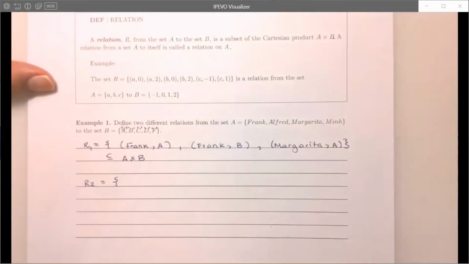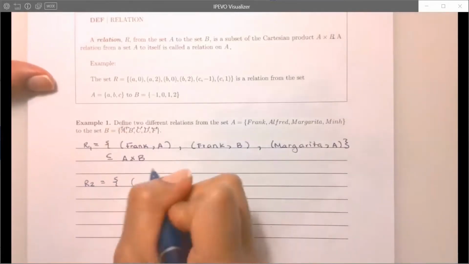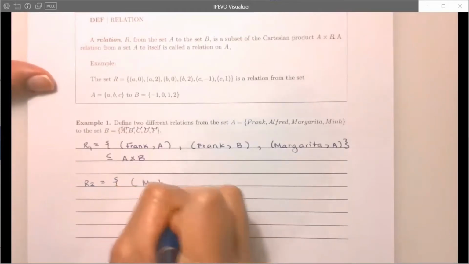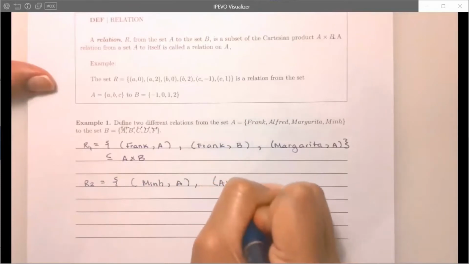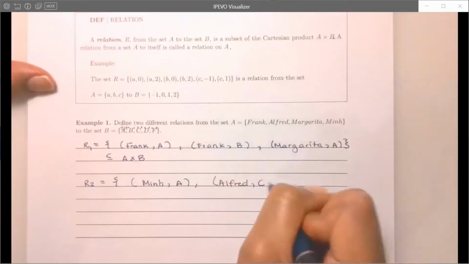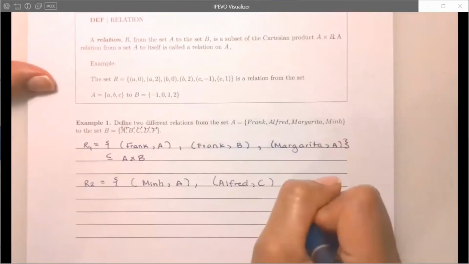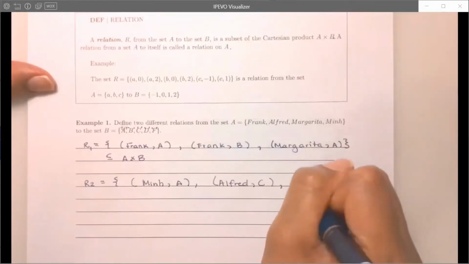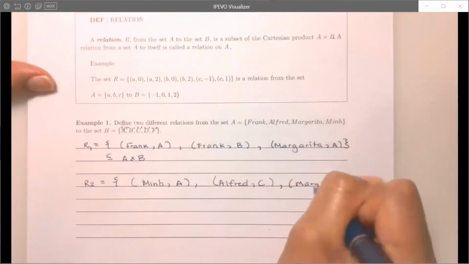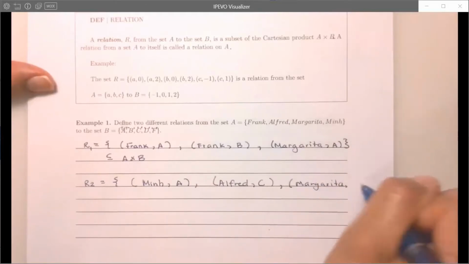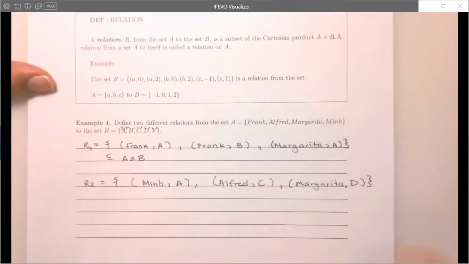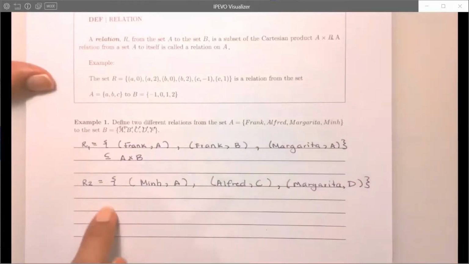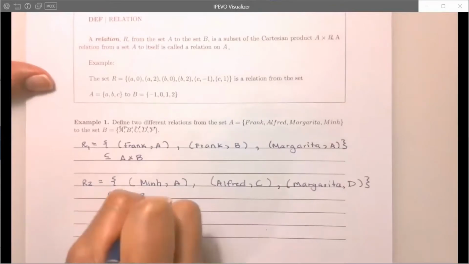Let's create another relation. In this next one, we could have, let's say, Frank with A, Alfred with C, and Margarita with, we'll say D. Again, because this is a subset of A cross B, it's considered to be a relation.